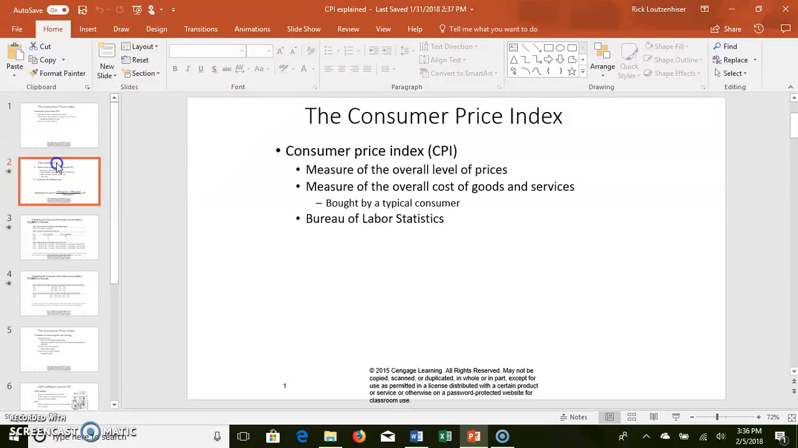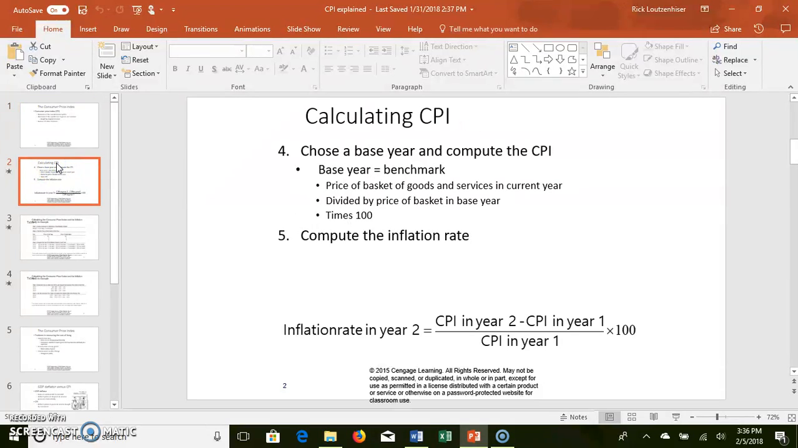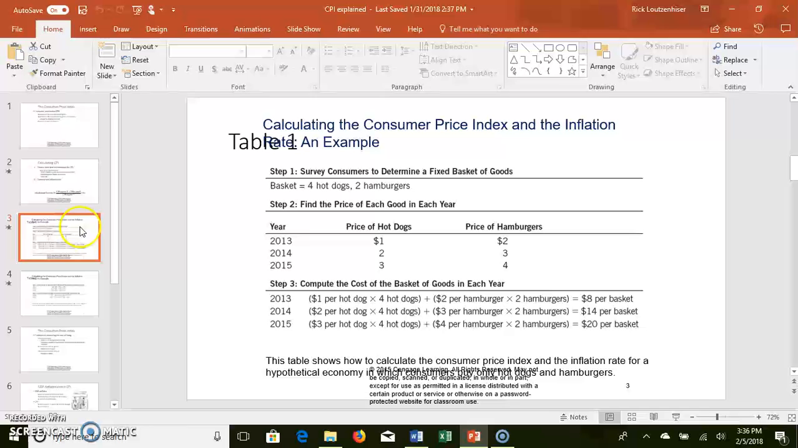To calculate the CPI, you have to have a base year, and using that, you can then calculate what the inflation rate is to a later year. Okay, so inflation in year two is equal to the CPI in year two minus the CPI in year one, divided by the CPI in year one, times 100. That's the inflation rate. So let's take a look at this table.